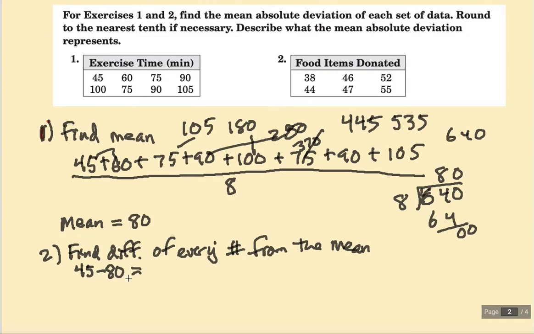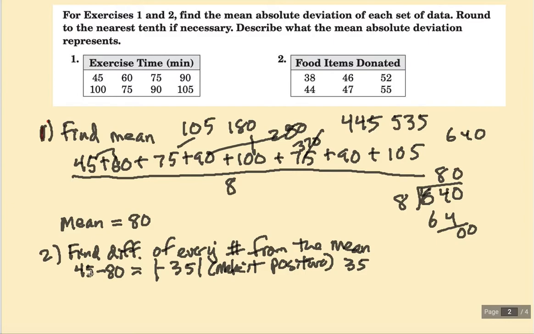And if you do that, you're going to get a negative number. You're going to get negative 35. And then what you're going to do is take the absolute value of that, all right? Basically that means make it positive. No matter what the number is, make it positive. So in this case, this becomes 35, all right? And then you do that for everything.